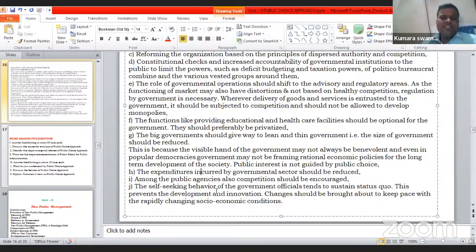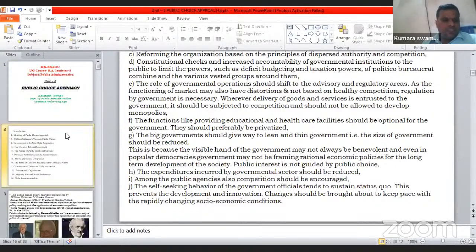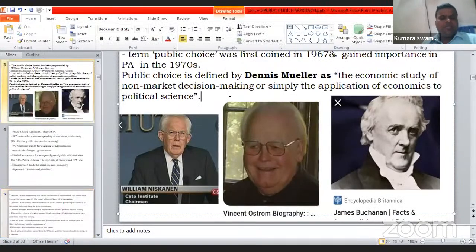And among the public agencies, we need competition, and the competition should be encouraged by the government to provide the services. And the self-seeking behavior of government, the government has to rectify. The government has to take feedback on whether they are doing the services according to public choice or public opinion or not. Government should not work for the status quo, as it is. So these are the main concepts which come under the public choice approach or public choice theory. Once again, to repeat, in the public choice theory, we need to remember a few concepts which come under here. Who is the important person in the public choice theory?